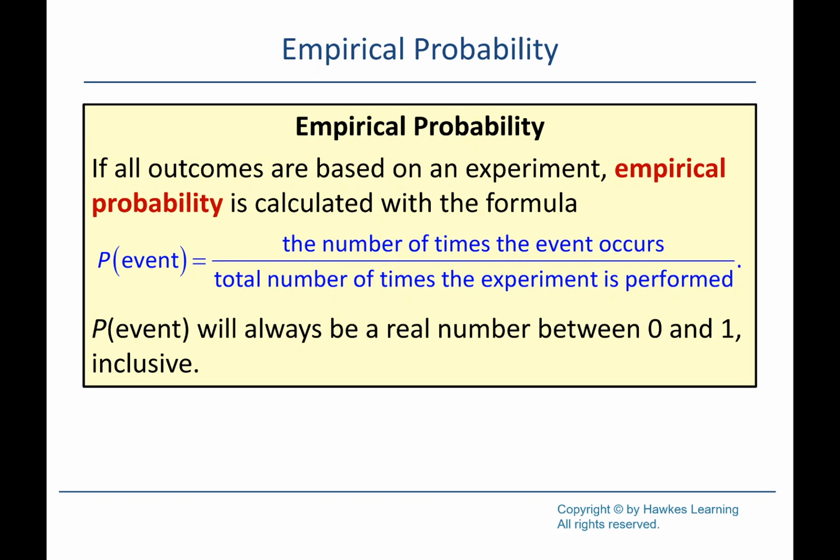So empirical probability you can think of as experimental probability. That's another name for it. So classical probability, sometimes we'll call that theoretical probability. Empirical probability, you can think about it as experimental probability. So formulas, same idea, it's just we've got a different situation. Here we count the number of times our event occurs out of how many times we did our experiment. And it's still going to be between 0 and 1.